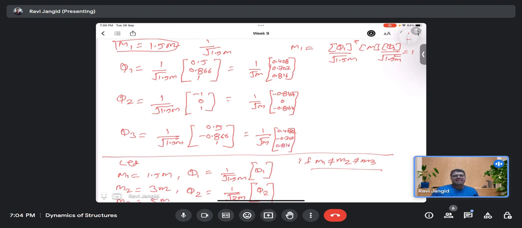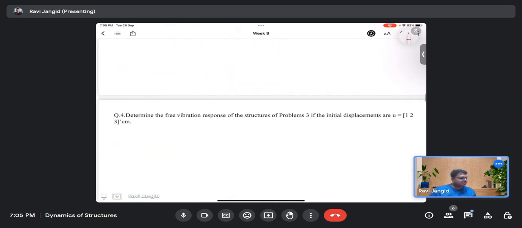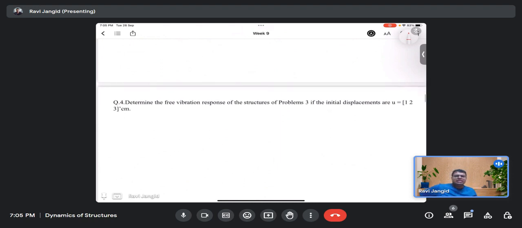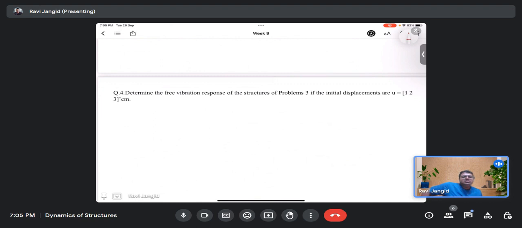Is there any doubt in this question, or should we move to the next one? If no, let us move to the next question. In this question, we need to determine the free vibration response of the same structure, the same problem. The mode shapes and all that, I will provide to you. So we need to find out the free vibration response.